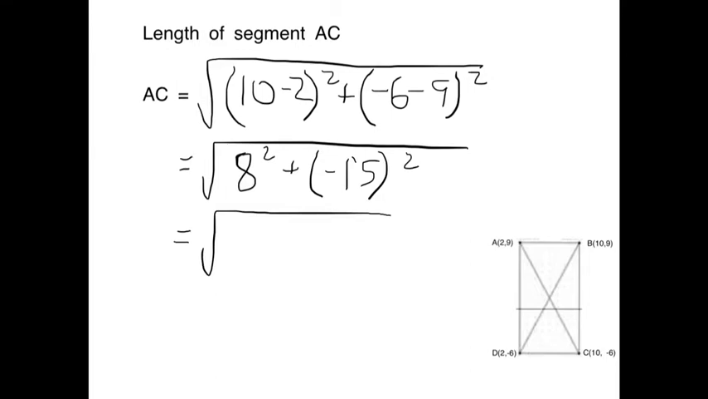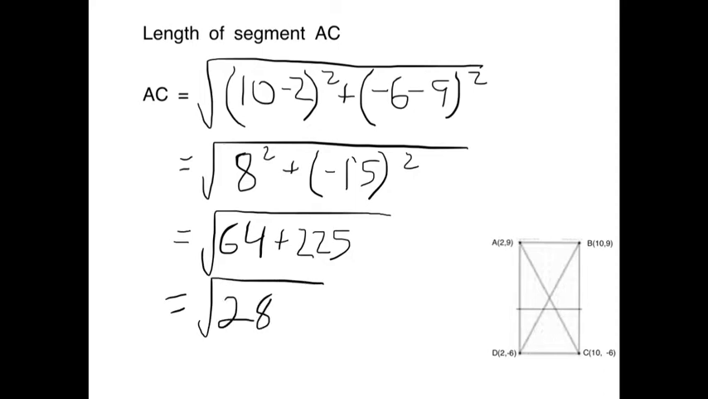So this turns out to be the square root of 8 squared plus 225. I should have just made that 64 right there. 8 squared is 64. So this equals the square root of 289, and that equals 17. So the length of the diagonal side, going from A to C, is 17.